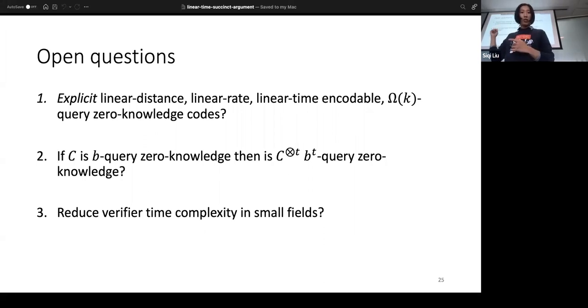And also I mentioned, can we show that when we tensor the code, the zero knowledge query bound also grows exponentially with this dimension T. And lastly, this is the open question I talk about in the related work section: can we reduce verifier time complexity for those IOP protocols, for R1CS over small field? Can we do better than linear verification?